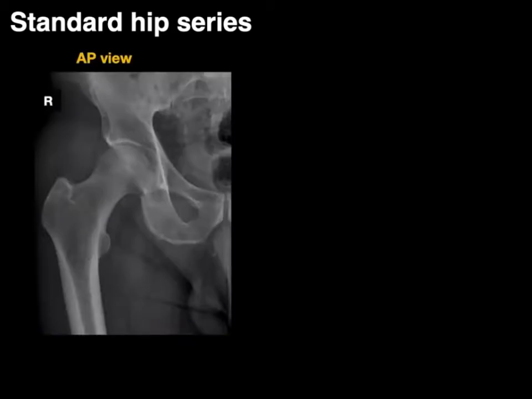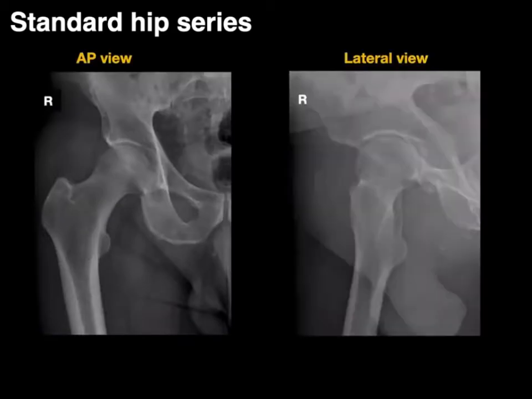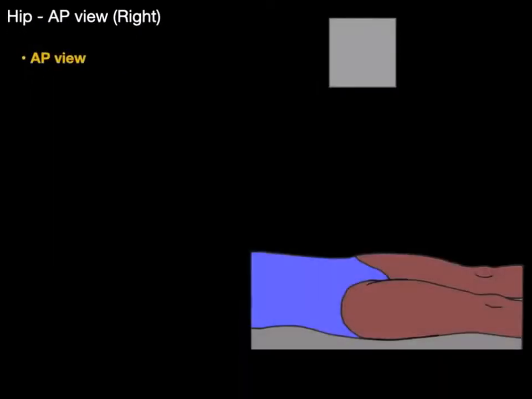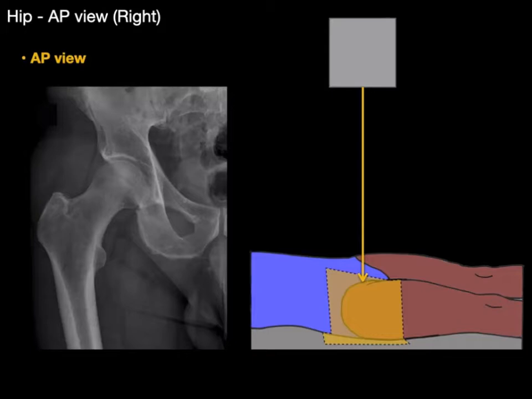We're going to do the standard hip series, which is the AP view of the hip and the lateral view of the hip. We're going to do the right side for both. The anterior view of the right hip is viewed like this. The patient lies down with feet close together, and the x-ray beam goes right at the level of the hip joint, and it looks something like this.